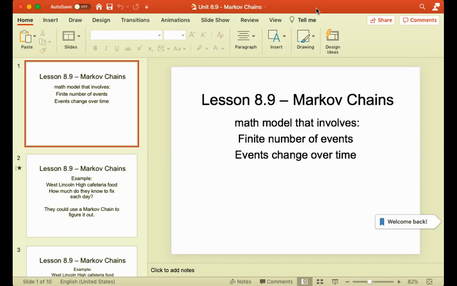All right, guys, welcome to Discrete Math. All right, so this is the last lesson. So this is 8.9, which is called Markov chains.